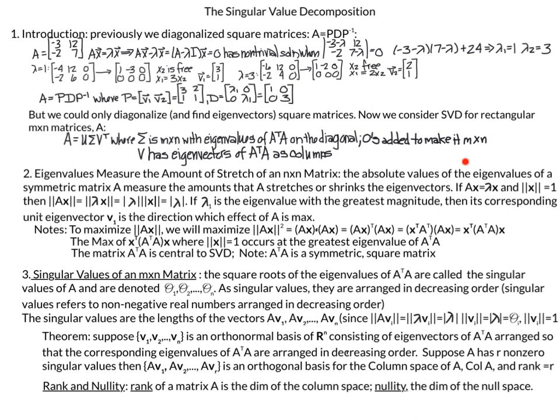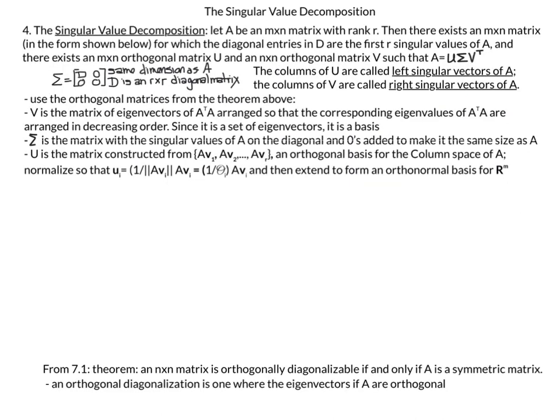And now we've covered the first page of our overview, and we are ready for the second page, which gets to the singular value decomposition. Fortunately, all the other stuff has worked up to this, so this part should go maybe a little bit faster. But the idea is we have A, a rectangular matrix, m by n. So there exists an m by n matrix in the form shown below. That's our sigma, for which the diagonal entries in D are the first r singular values of A.